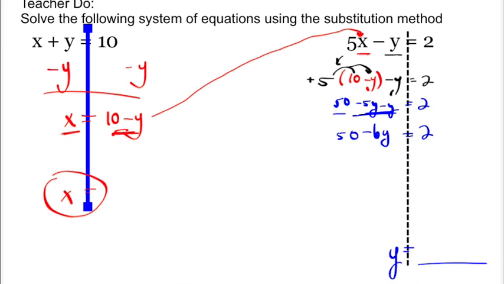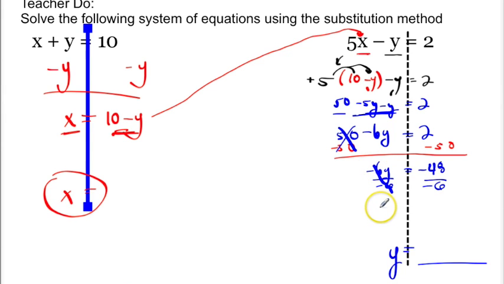This 50 needs to go away. Minus 50, minus 50. This will go away, that's the additive inverse. And I have negative 6y equals negative 50 and positive 2 make negative 48. Divide by negative 6. Divide by negative 6. These cancel out. Multiplicative inverse. Y all by itself. That's my goal. That's what I wanted. That's what I have. 48 divided by 6. Negative divided by negative is a positive 8.